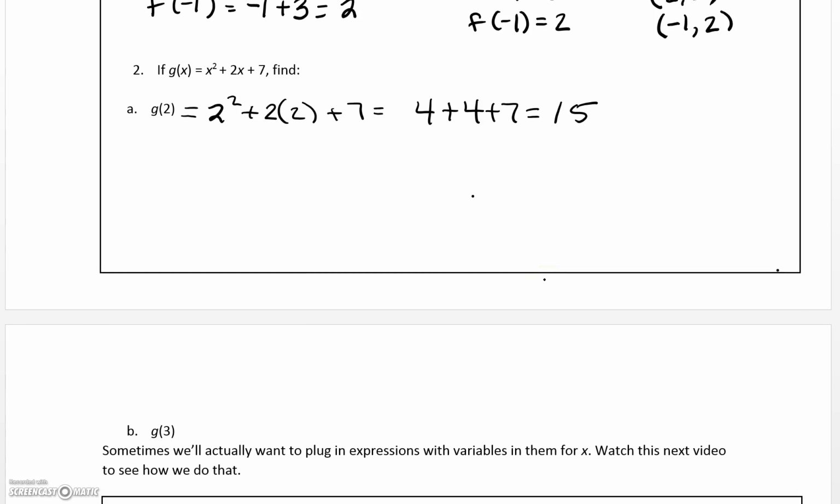And then B asks us for g of 3. So that just means we're going to take this same function, x squared plus 2x plus 7, and plug in 3. So we'd have 3 squared plus 2 times 3 plus 7. And you could just plug this whole thing into your calculator. We would have 9 plus 6 plus 7, which gives us 15 plus 7 is 22. So g of 3 would be equal to 22.